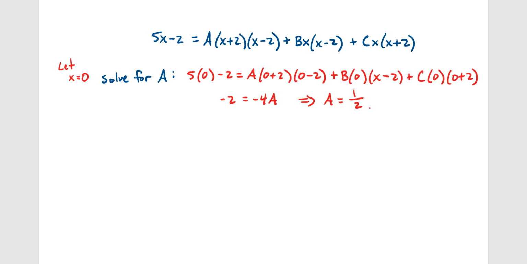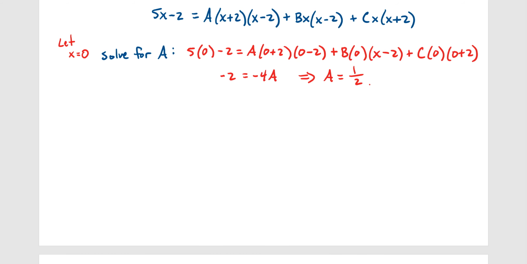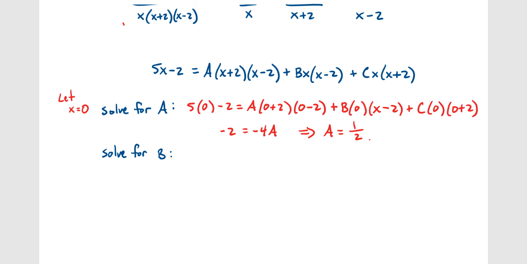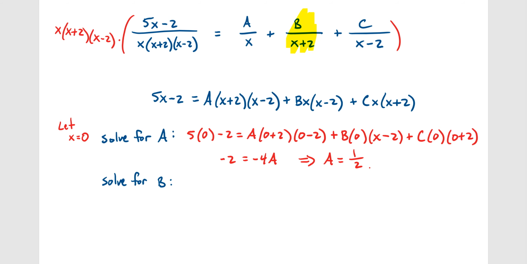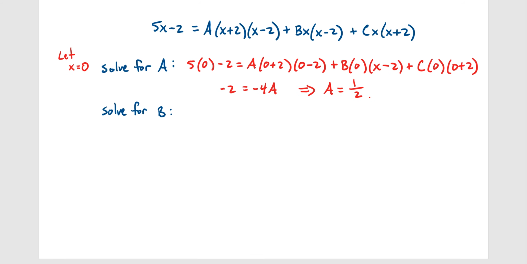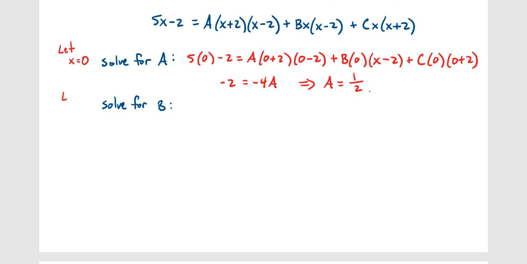Okay, next let's solve this for b. If we're going to solve this for b, we need to plug in the value of x that makes b's denominator 0, which is going to be x equals negative 2. So we have to let x equal negative 2 into the original right up here. So it's going to be 5 times negative 2 minus 2 equals a times negative 2 plus 2. That is the factor that's going to make that cancel off.